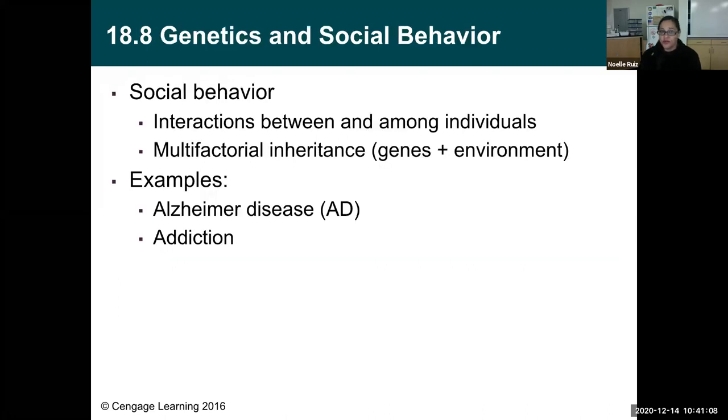Genetics and social behavior. Social behavior is interactions between and among individuals. This is also a multifactorial inheritance where genes and environment are both contributing factors. Alzheimer's and addiction are both examples of these multifactorial disorders. You have to have the right gene and the right environment to be able to develop these.